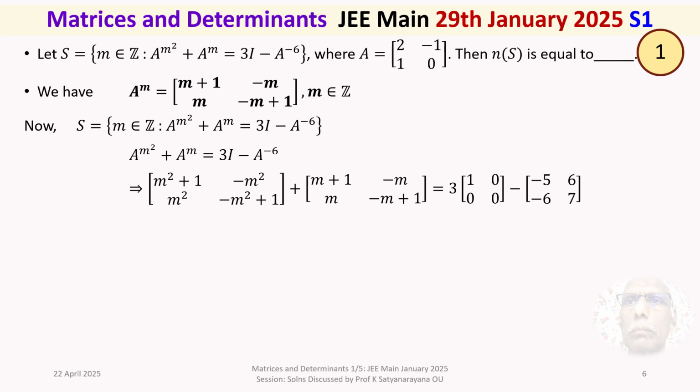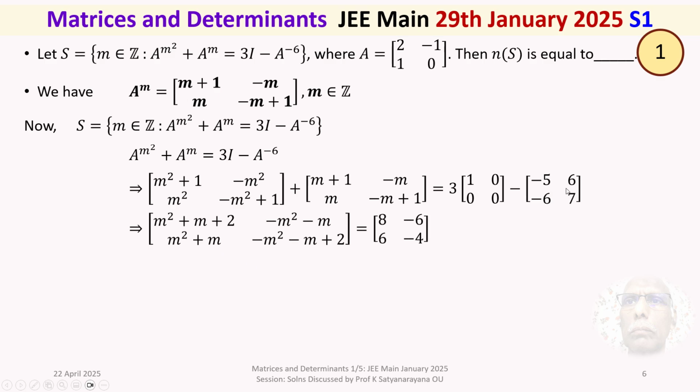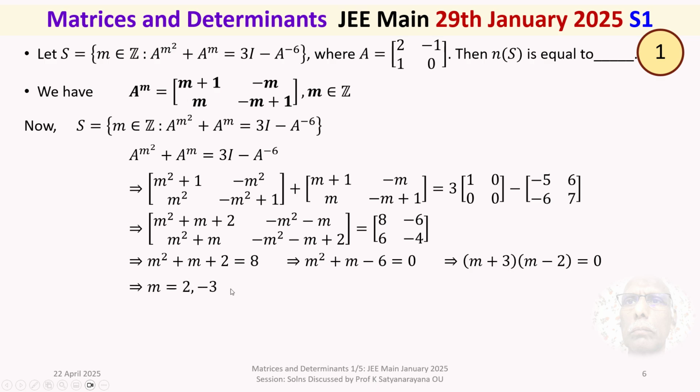Right. Now adding this, we got this one, multiply and subtract, you get 8 minus 6, 6 minus 4. Now, two matrices are equal if their corresponding entries are equal. This will give rise to m square plus m plus 2 is equal to 8. And the remaining also will give you the same answer. This will imply m square plus m minus 6 is equal to 0. Factorization will give you (m plus 3) into (m minus 2) is equal to 0. So m is equal to 2, minus 3.